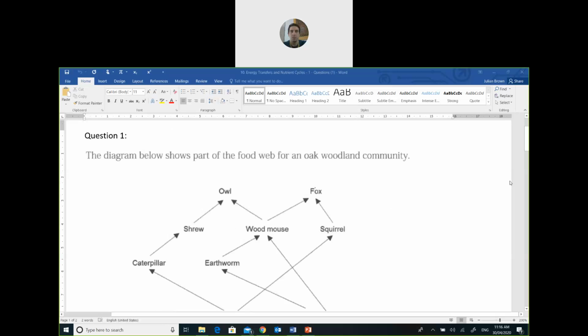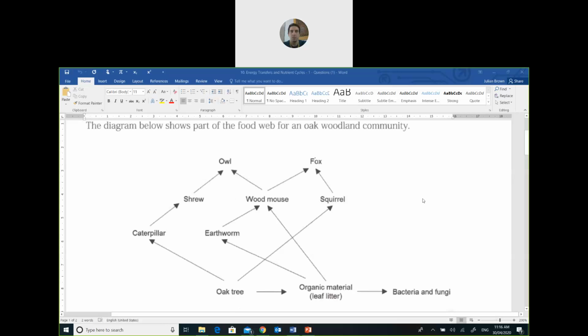So the first question shows us a food web for an oak woodland community. Remember, a food web shows the transfer of energy within a community or an ecosystem, so which direction the energy is transferring from and to. For this food web, we start off with the oak tree and the organic material, which would be our primary producers. Then there are different organisms that feed off these plants and use them as their food source directly.